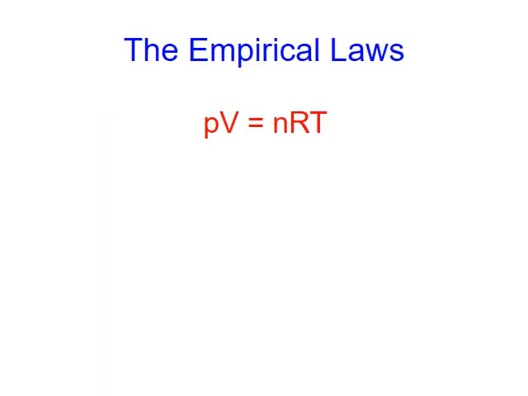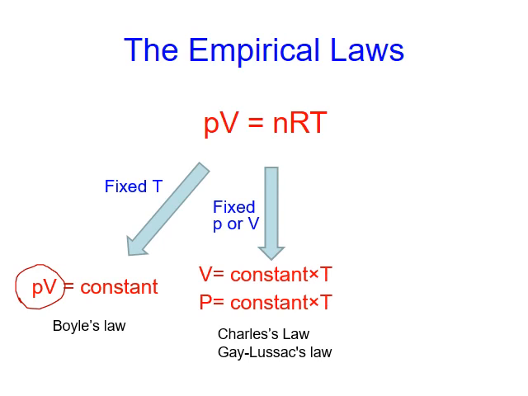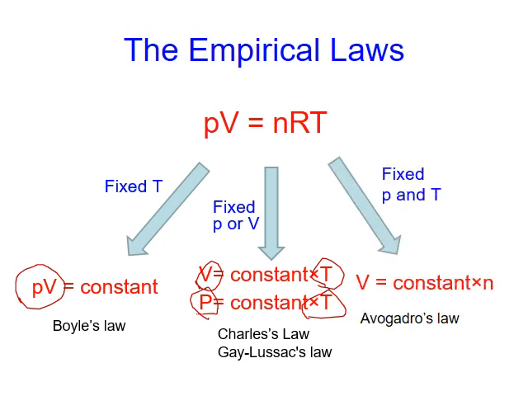The ideal gas law is a combination of several individual laws. This includes Boyle's law, which says when temperature is constant, the product of pressure and volume is a constant. Charles's law, which says when the pressure is constant, volume and temperature are proportional to each other. When volume is constant, the pressure is proportional to temperature, which is called Gay-Lussac's law. And Avogadro's law, which says when both temperature and pressure are constant, volume is proportional to number of moles.